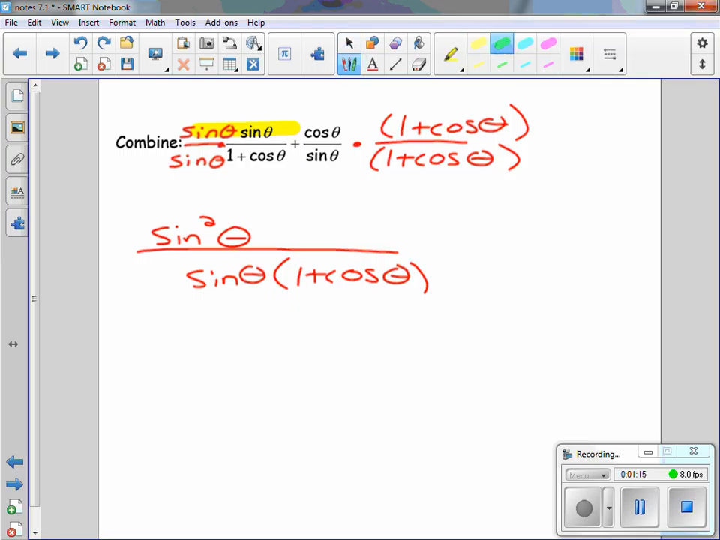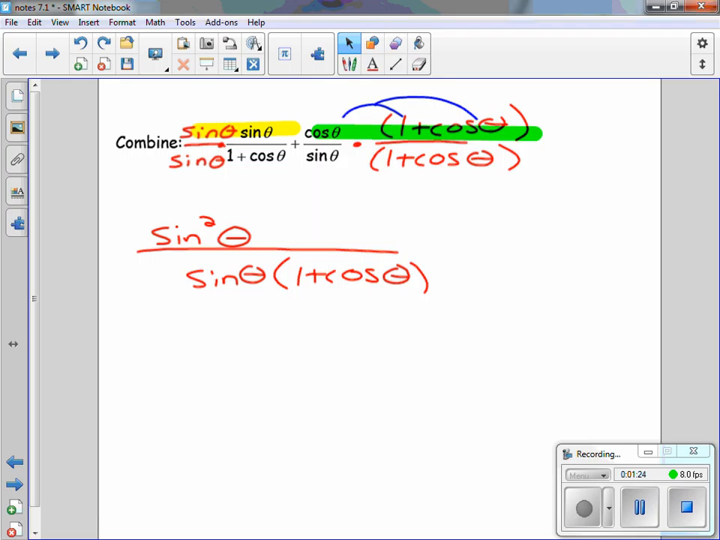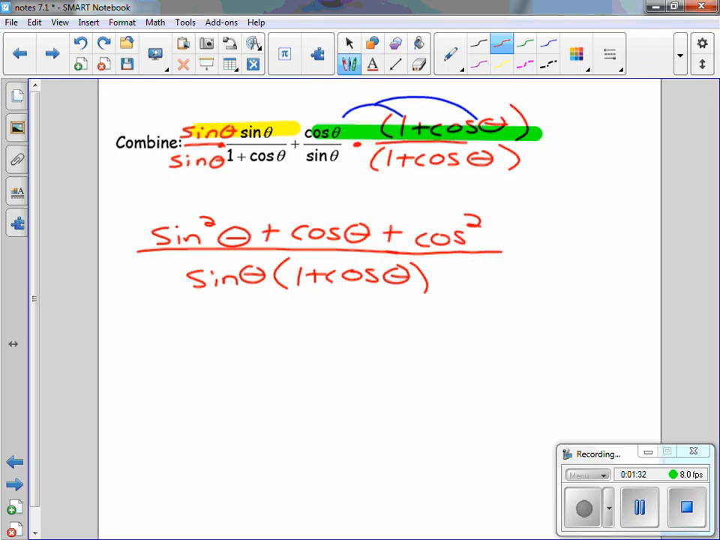And then for this portion, we can distribute the cosine theta through. So this would be plus cosine theta plus cosine squared theta. All right. You could put the cosine squared first and then cosine theta after that. So you're saying interchange those two? That's fine. You can do that, it doesn't matter. And I was just going to get to that. Addition is commutative, so the order in which you write it doesn't matter.